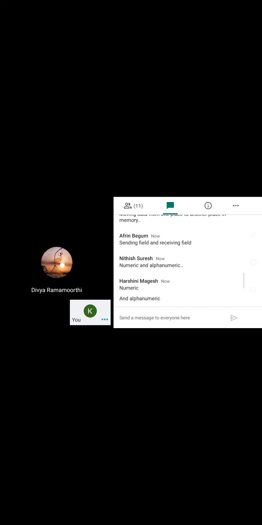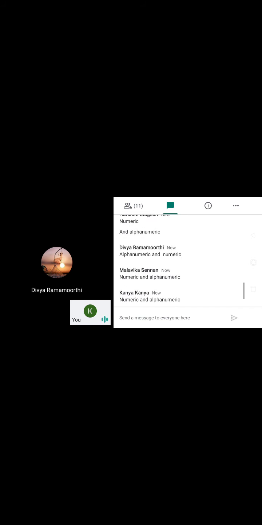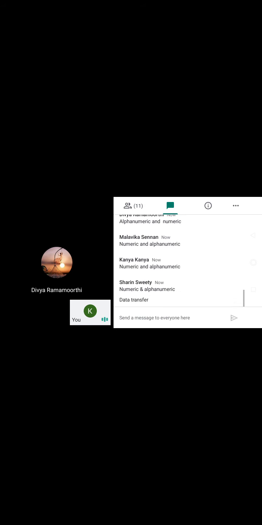Afrin answered sending field and receiving field. Yes, we have a sending field and a receiving field, but actually we are transferring the value from the sending field to the receiving field. For example, move A to B: A is going to be the sending field and B is going to be the receiving field.